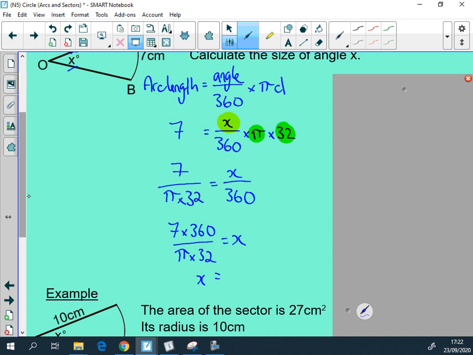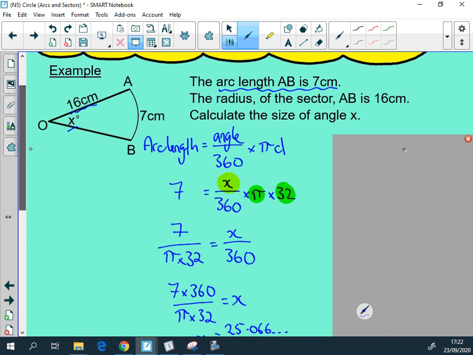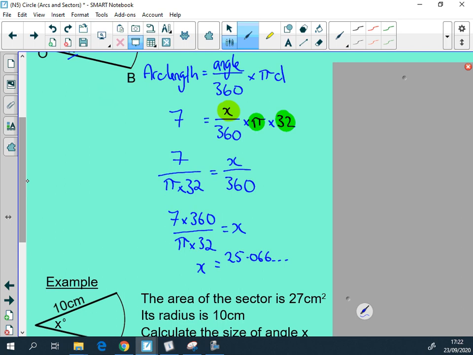And so I can type that into my calculator. I have 7 times 360 divided by pi times 32, which is going to come out as 25.066... So that's my unrounded answer. Just double check. It doesn't tell me anything for rounding. So I'm going to round to 2 decimal places. So it's 25.07 degrees, and I've rounded to 2 decimal places there.